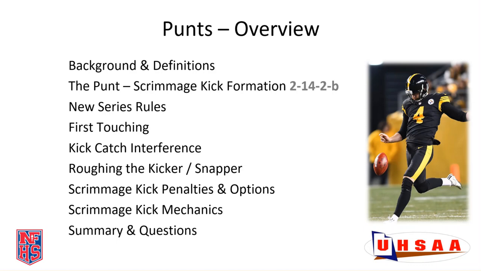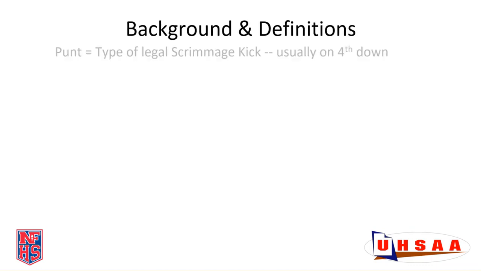Now today's topic is rather short, but we'll dive right in. So, the big picture. First, a punt, as defined by the book, is a type of legal scrimmage kick where the ball is snapped to a player in the backfield who then, behind his neutral zone, drops the ball and kicks it before it hits the ground. That's a punt. Usually it's done on fourth down because it signals a forfeiture of possession of the ball. But it doesn't always have to be on fourth down.